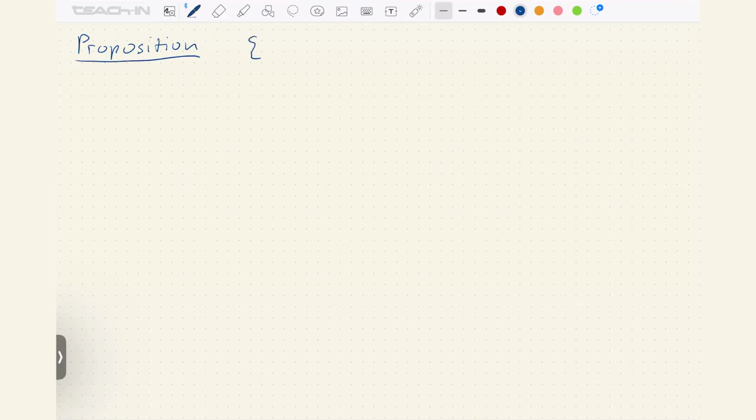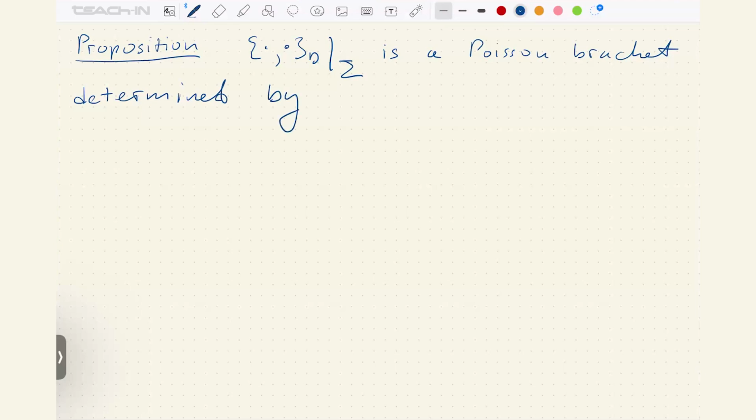So the Dirac bracket restricted to sigma is a Poisson bracket, determined by I star of omega, where I is an embedding sigma to M. Okay, so the proof is going to be an exercise.